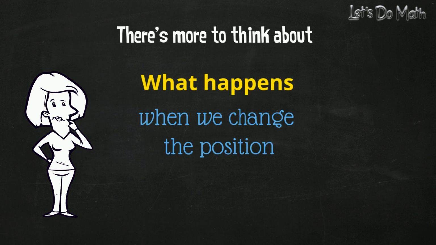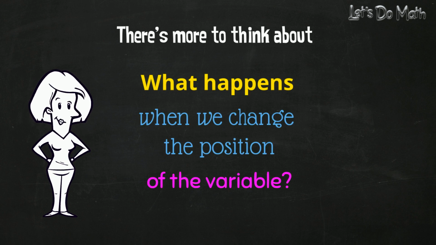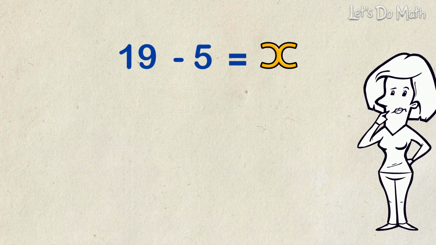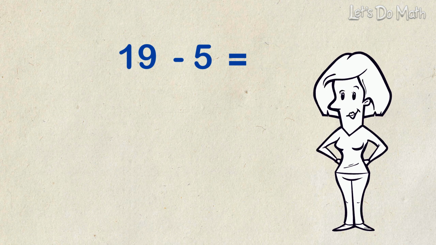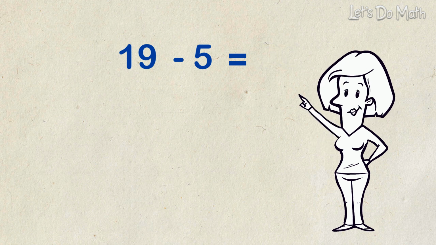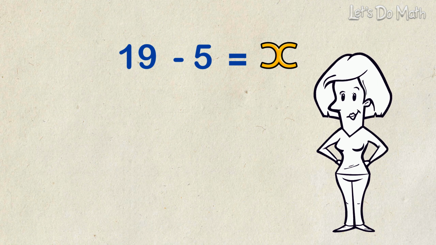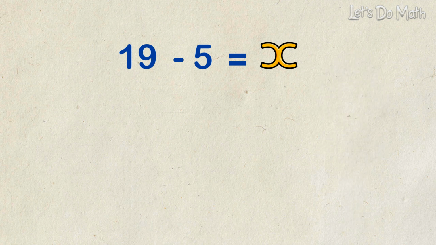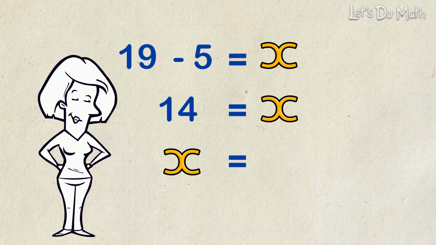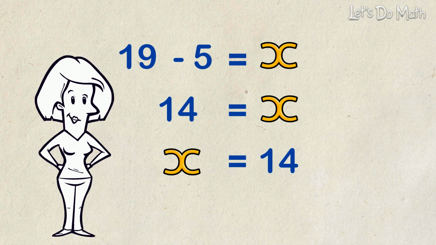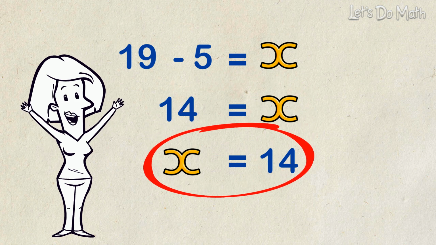What happens when we change the position of the variable? What about this? 19 minus 5 equals x. Isn't this just like a regular number sentence that you might have done in grade 3, except instead of a blank space at the end, we've got an x? You bet it is. 19 minus 5 is 14. So 14 equals x. Or we can say x equals 14. Don't be troubled by this kind of presentation. You've got this.